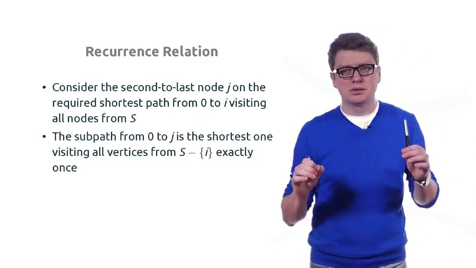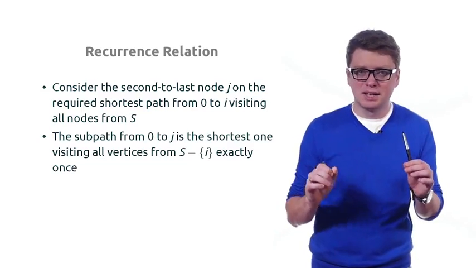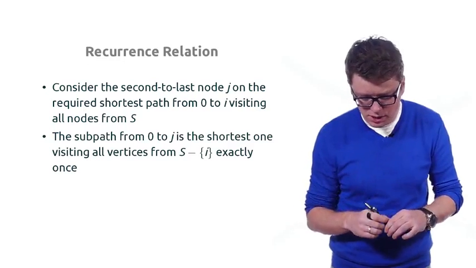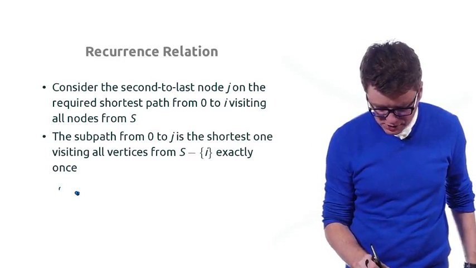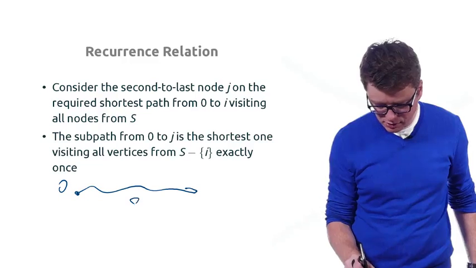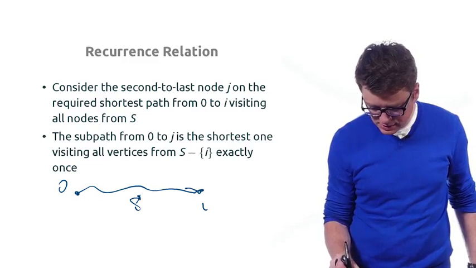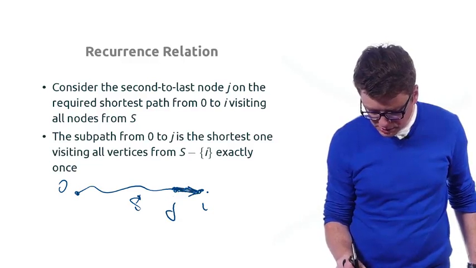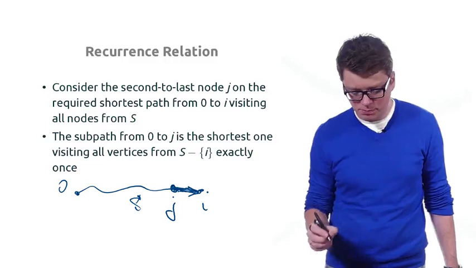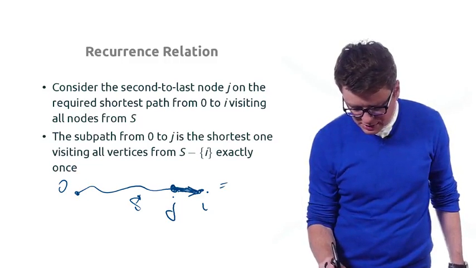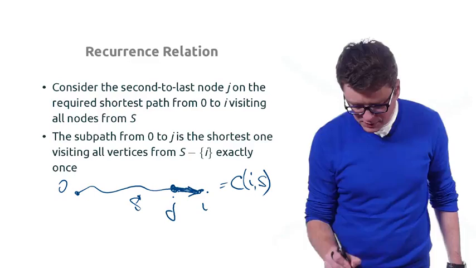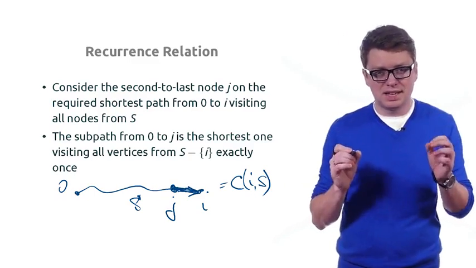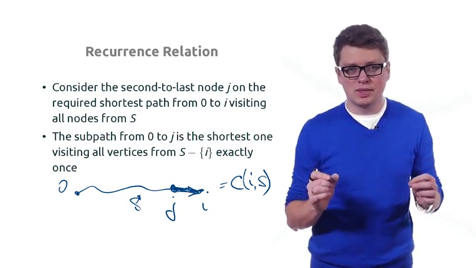Now let's do the following. Let's consider the second to last node on this path. Okay, so I assume that we start from 0, we visit all the nodes S, and this is i, and this is the previous node on this optimal path. So I assume that this path is optimal, which means that its length is equal to C of i, S. Okay, and j is some unknown node that is the second to last node on this path.